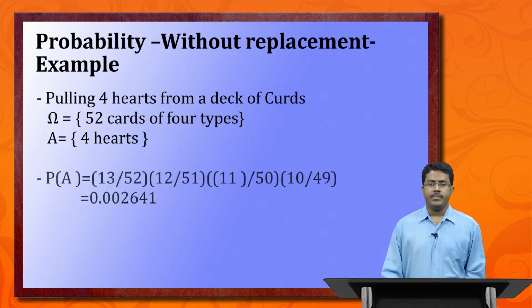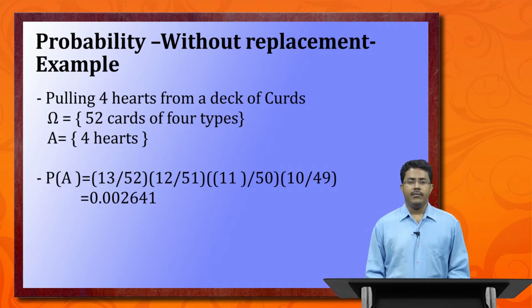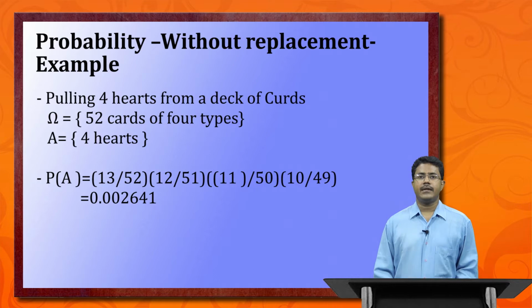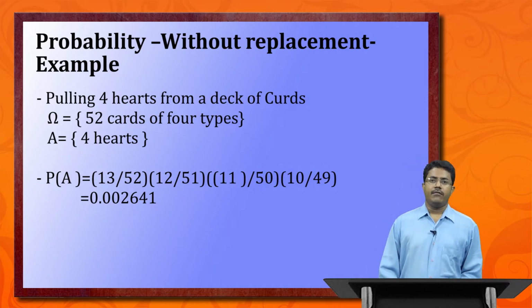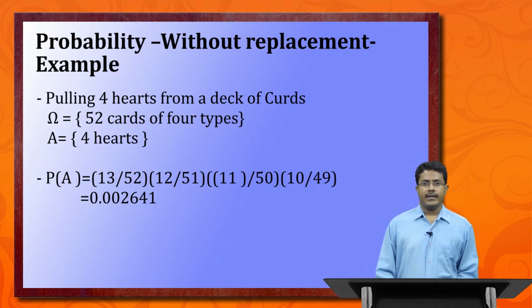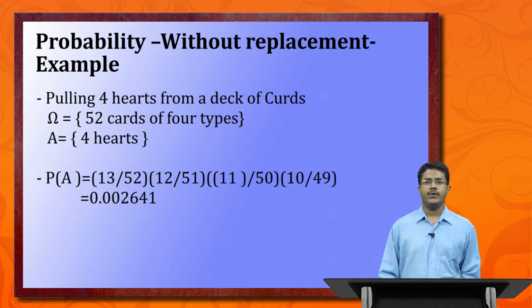So P(A) equals 13 by 52, because in the first draw there are 52 cards in total and 13 hearts. If the first event has occurred, that is we get the first heart, then for the next event there are 51 cards and 12 hearts. So it is 12 by 51, and consecutively 11 by 50 and 10 by 49. If you multiply, the chance is only 0.2% of getting 4 hearts from a deck of cards consecutively.